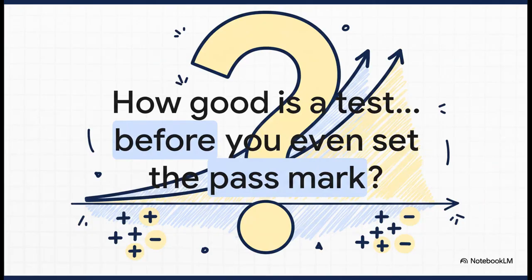So let's start with a little puzzle. Imagine you just designed a new exam for a bunch of students. You've got all their scores in a spreadsheet, but here's the catch. You haven't decided what the passing score is yet. So how can you tell if your test is any good? How do you know if it actually separates the students who get the material from those who don't?